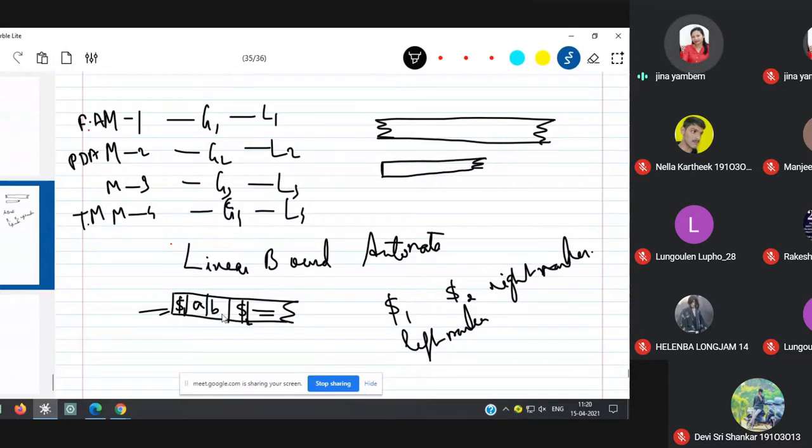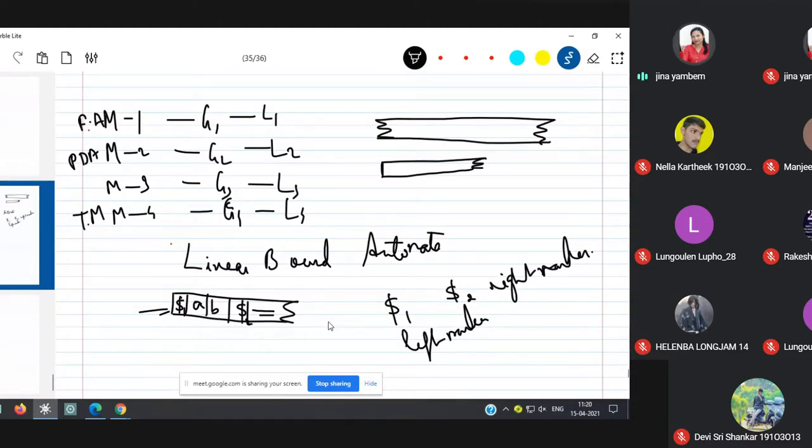Regarding the mathematical definition of this linear bounded automata, what I'm going to do is, in the mathematical definition of the Turing machine, you need to insert these two extra symbols. That's it. Okay. I'm not going to draw the block diagram and explain all this. No, I'm not going to do that. I just want to wind up the syllabus. That's why I'm mentioning it.